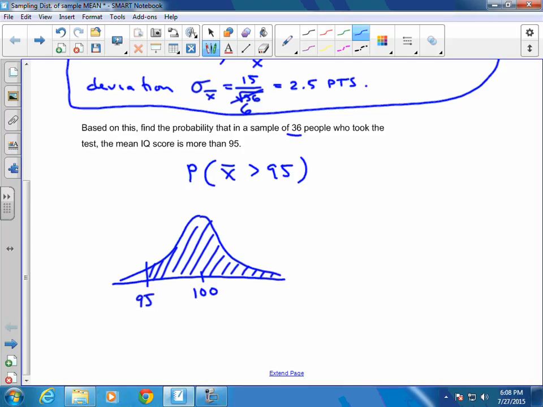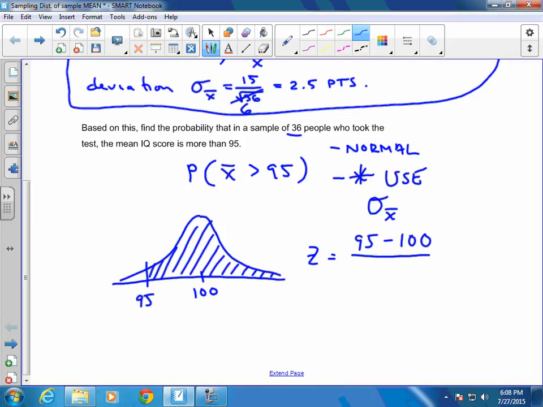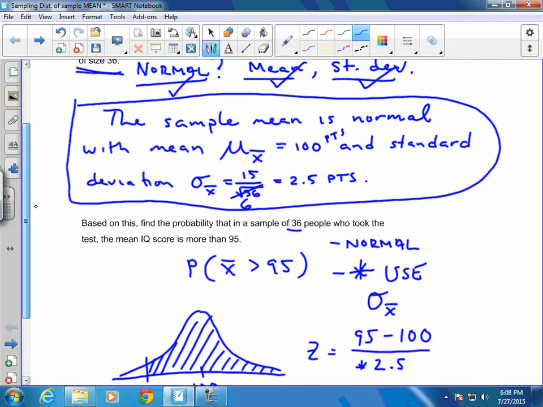Here's the whole trick. Trick number one is you want to make sure you're using the normal approach to probability because your sample mean is normal. But then the part that people forget: you've got to use the proper standard deviation when you're calculating the z-score. So remember, the next step would be calculate a z-score, which would be 95, the data value, minus 100, the mean. But I got to divide by my standard deviation of the sample mean.